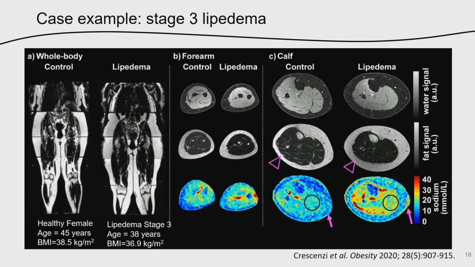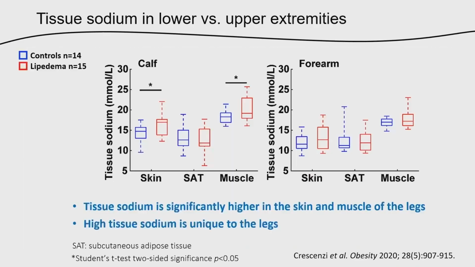And here in lipedema, we see they're showing quite a bit more sodium in their skin and in the muscle, and in this case, in the subcutaneous tissue itself, more yellows and reds rather than those lower levels of sodium in the blue. So hopefully we've oriented ourselves now in the imaging, and I've shown you in a case example, but what about the group results?